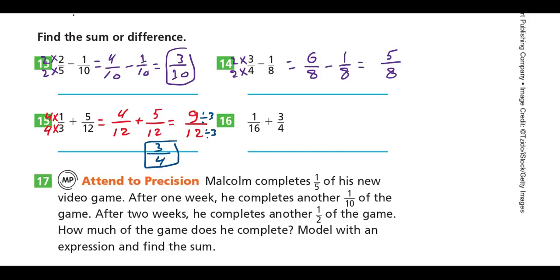1 over 6 plus 3 over 4. So to make the same denominator, times 4 up and down. So 1 over 16 plus 3 times 4 is 12 over 16. So write 16 down, and 1 plus 12 is 13.